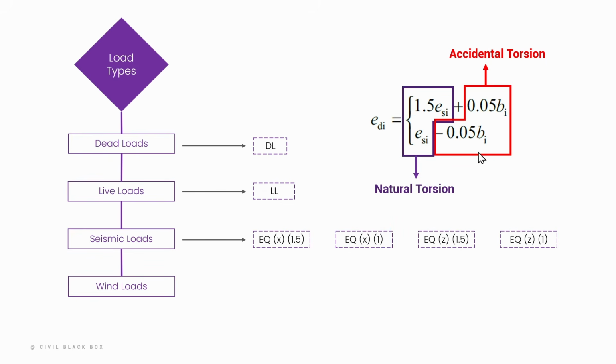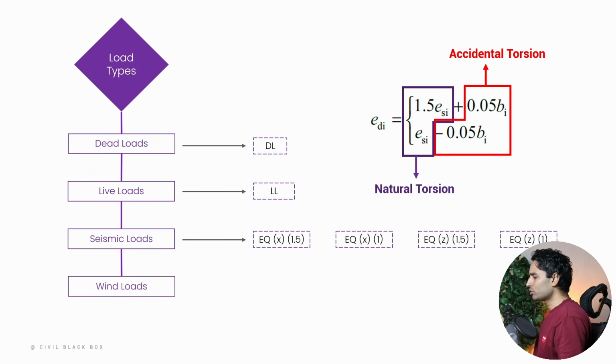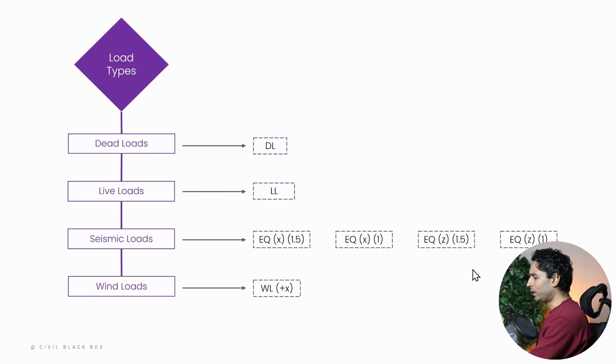Again, I'm not going into the details of what this ESI and BI is, but you have to understand that when defining seismic loads, this is not going to be a single criteria like the live load, but it will be broken down into 4 different concepts. The same goes for wind load as well.